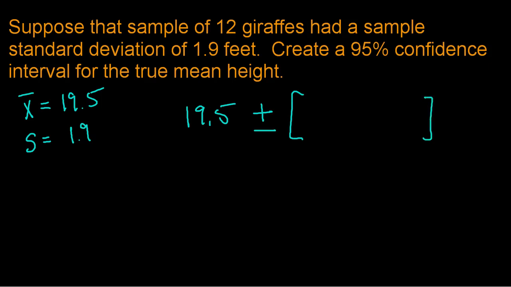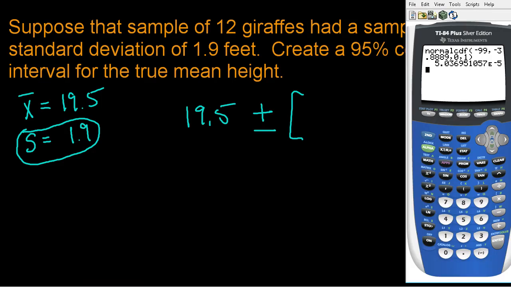Now, because I don't know sigma, the only thing I know is the standard deviation of my sample, I have to use what's called a T star from the T model. You should have learned about this in class. To get your T star, you're going to go to invert T on your calculator. For 95% confident, the area it's asking for is the area at the bottom. If you're 95% confident, that puts 2.5% at the bottom, which also puts 2.5% at the top. But again, the calculator only wants the bottom. The degrees of freedom would be your sample size minus 1, so 11 degrees of freedom.